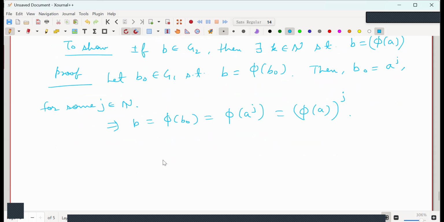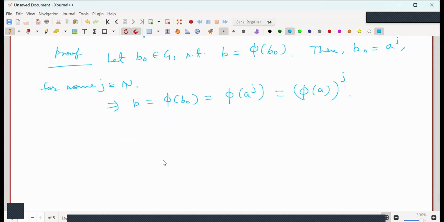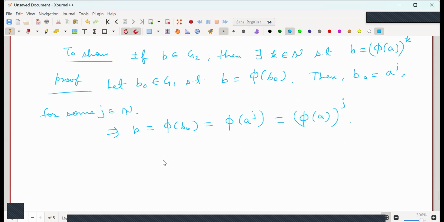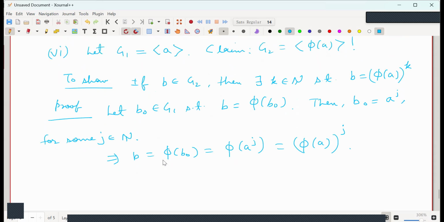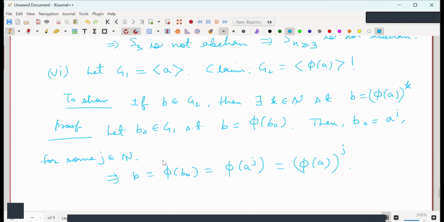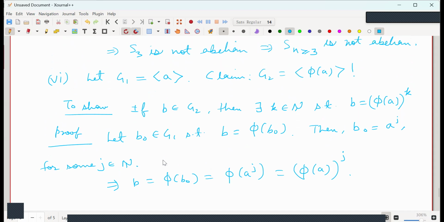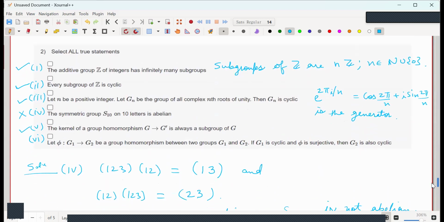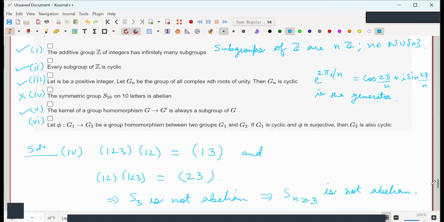Okay. So for a homomorphism, it is not necessary that it's surjective. We have no need to add surjectivity. Homomorphism just means that phi of AB is phi of A times phi of B. That's it. So surjectivity is not part of homomorphism. Okay, so this is also correct.